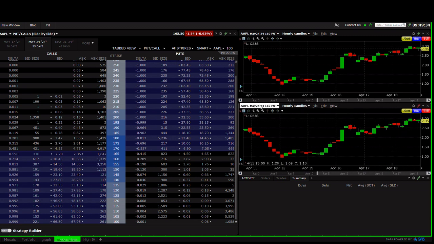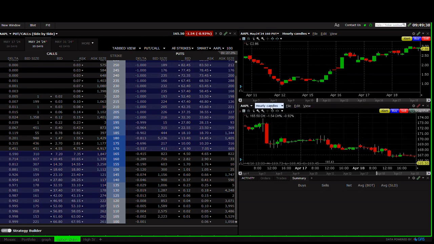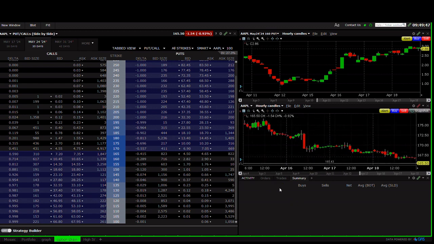Okay, so here we have Apple, on an hourly chart. The price you see on this hourly chart is going down. Let's say from April 8th to April 18th, the price has gone down. The price going down means the strike price line is going down and down. So starting from April 16 until April 18, the price is going down.